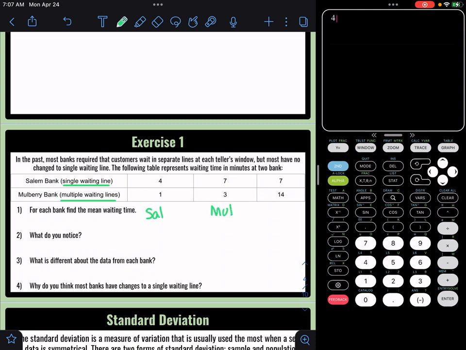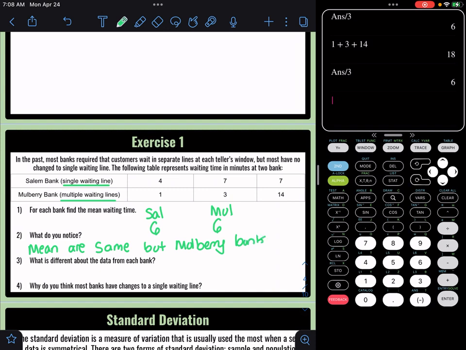Alright, so if we have 4, 7, and 7, divide that by 3, the mean of this bank would be 6. And the other one, 1, 3, and 14, and then divide it by 3, also has a mean of 6. So what do I notice? I notice the means are the same, but Mulberry Bank has a bigger range.